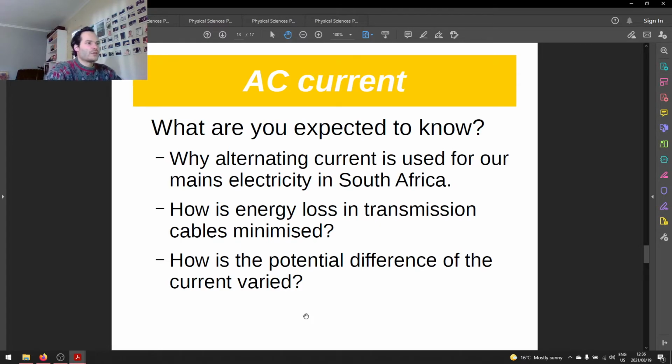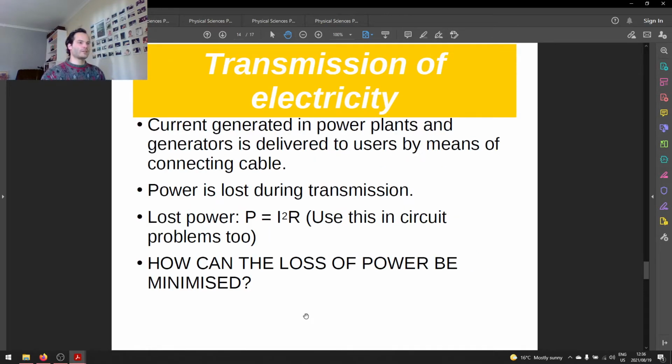What are you expected to know regarding your AC current? Why is alternating current used for our mains electricity in South Africa? How is energy loss in transmission cables minimized? And how is the potential difference of the current varied? So let's have a look at those answers.